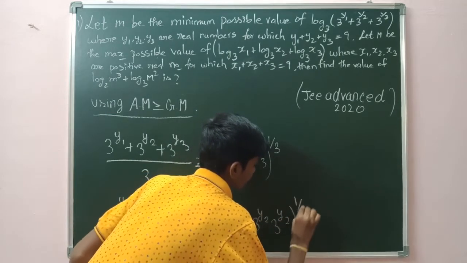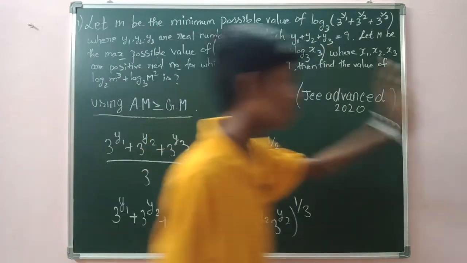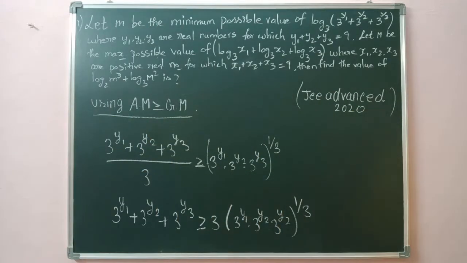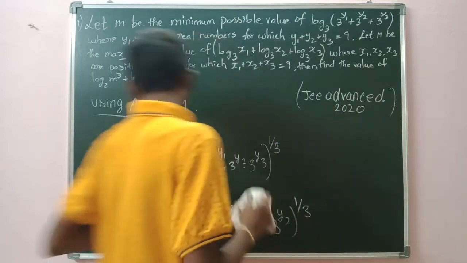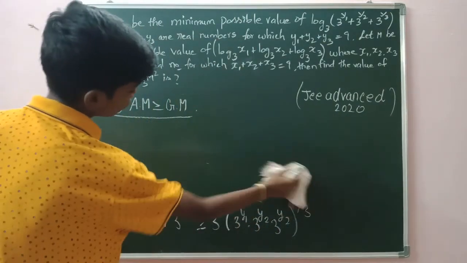Whole power 1 by 3. That is something I will get now. Correct now? I take the 3 to this side. This is the form of expression that will be left out. Okay, so I will take the tester and wrap this up. This is the form of expression that will be left out.